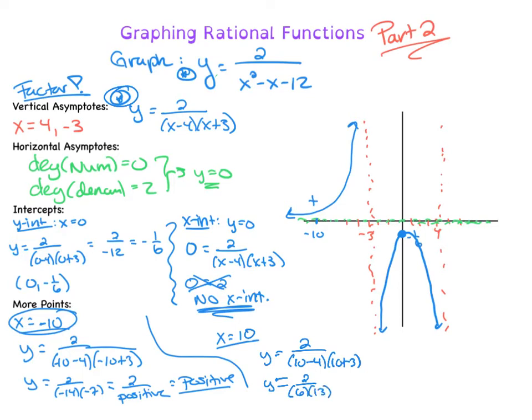And I could get out my calculator and figure out 6 times 13, but what I really care about is this is a positive number. And since I am way over here at x equals 10, and I know I have a positive y value, I know I'm up there. I also know I can't cross the x-axis because I have no x-intercepts. So the graph must look like this.